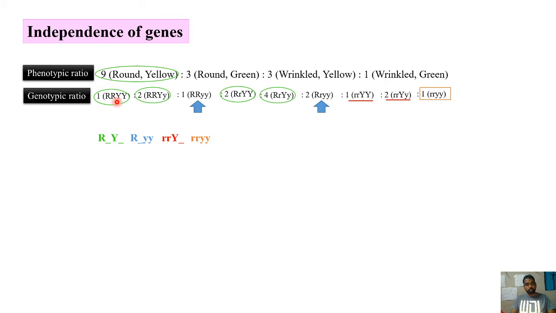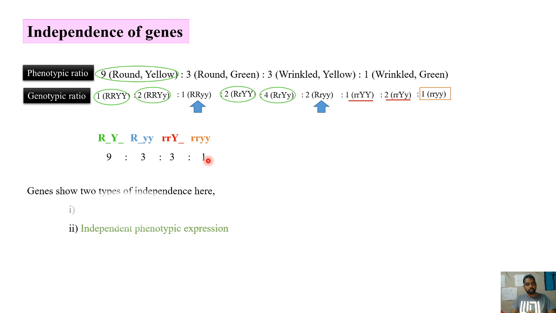Now, here you can observe 2 important things with respect to this particular ratio, that is 9:3:3:1. The first one is with respect to the assortment, that is segregation of genes, there is independent assortment. That's what we have seen under the law of independent assortment, where one allelic pair, say for example capital R, small r, its segregation is independent of the other allelic pair, capital Y, small y in this case. That's what the law of independent assortment is. The reason for this 9:3:3:1 is this independent assortment only.